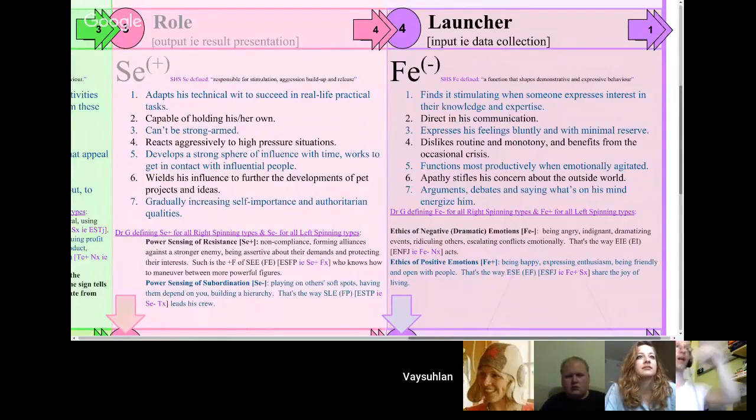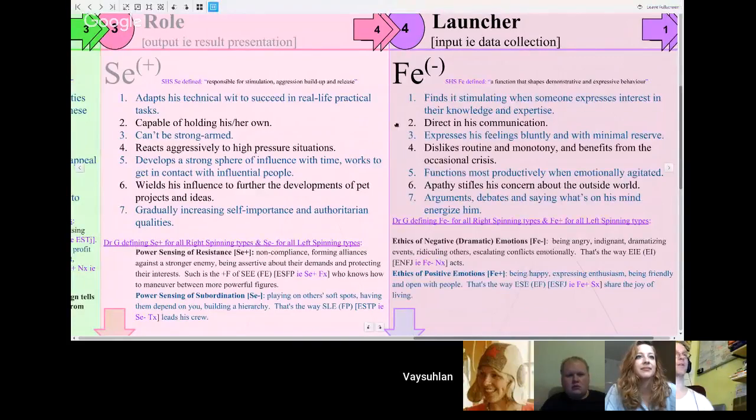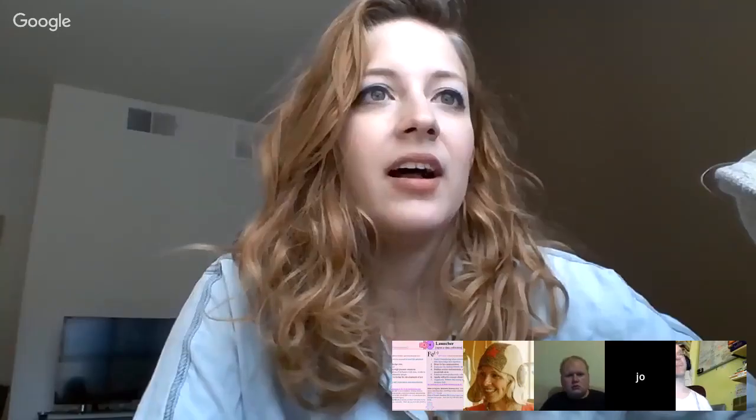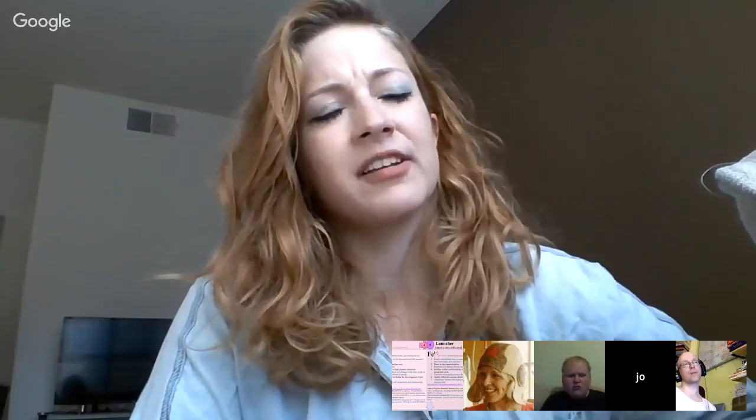Responsible, and Maria helped with the translation, and we worked quite hard on getting the translation right for extroverted sensor on this, because it's responsible for stimulation, aggression, build up, and release. So I'll let you pick the ones that you can identify with there. Can't be strong-armed. I'd say that's a pretty apt one. If anything, it's less of pure stubbornness and almost more completely ignoring or not affected by.